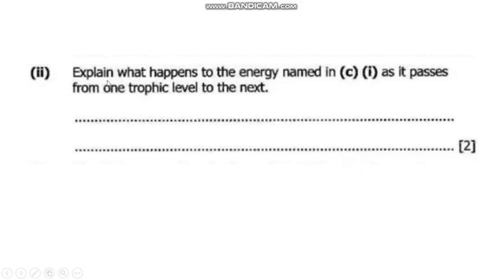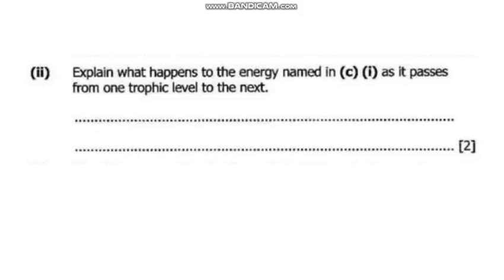So our question C2 reads, explain what happens to the energy named in C1 as it passes from one trophic level to the next. So what will happen to the energy as it's passing from one trophic level to the next is that the energy will be decreasing, starting from the producers, going to the primary consumers, then going to the secondary consumers, and the tertiary consumers. So energy will be lost.